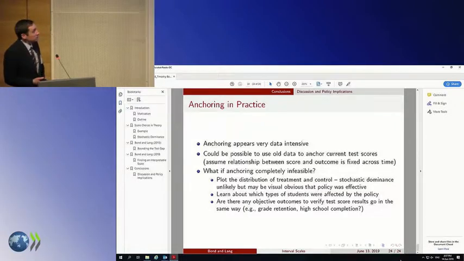When we plot the distribution, we learn about what types of students are affected by the policy. And that is in itself interesting. Was it the low ability students? Was it the high ability students? It gives us a more robust way of looking at things than just focusing on the mean.